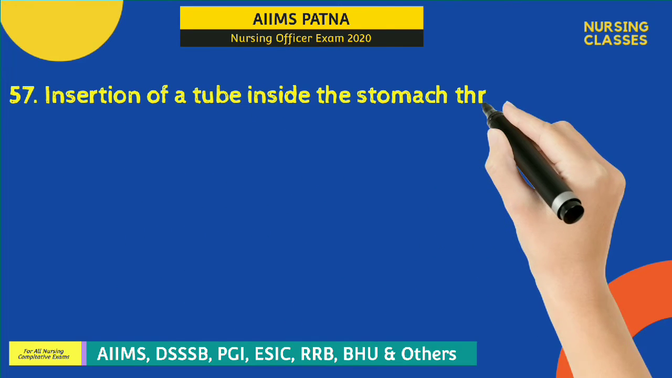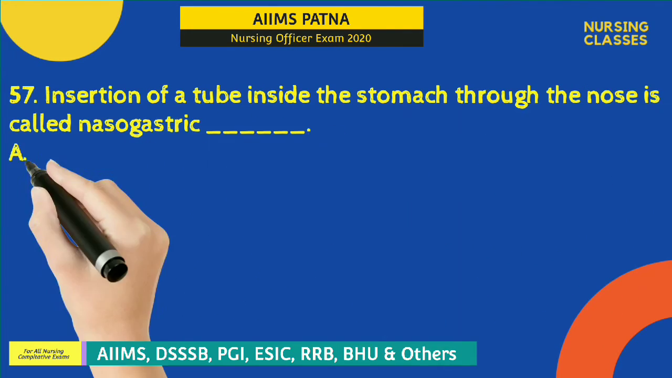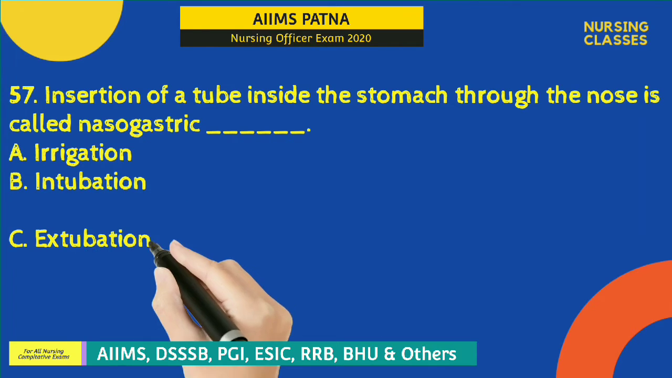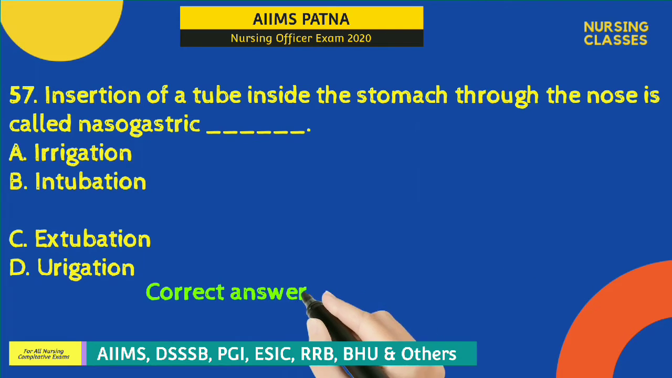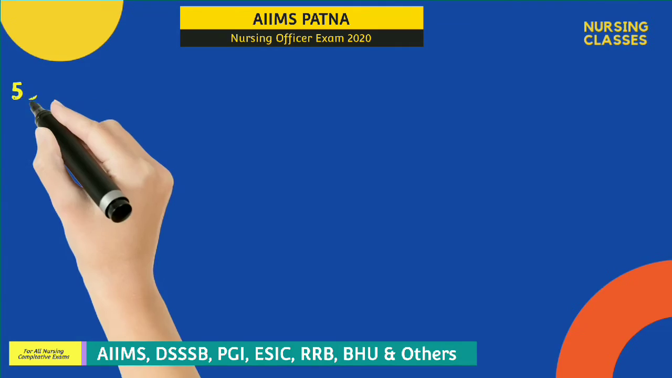57. Insertion of a tube inside the stomach through the nose is called nasogastric dash. A. Irrigation. B. Intubation. C. Extubation. D. Urigation. Correct answer B. Intubation.